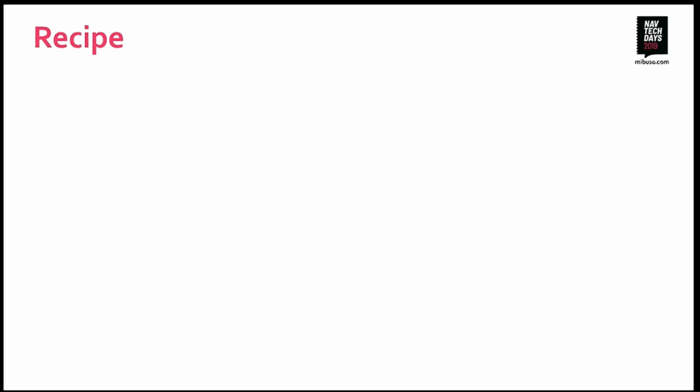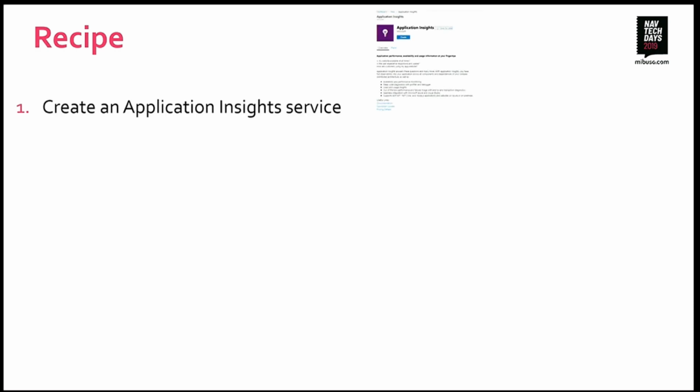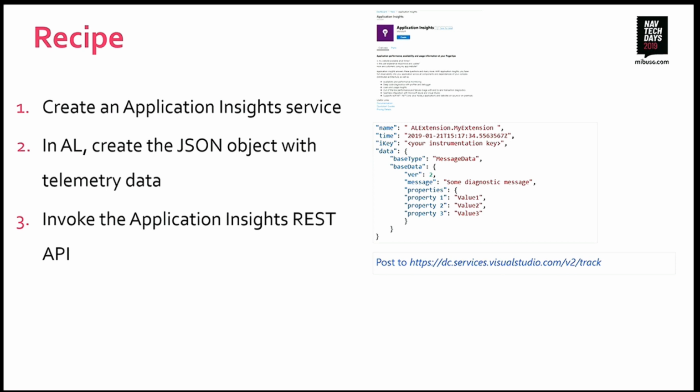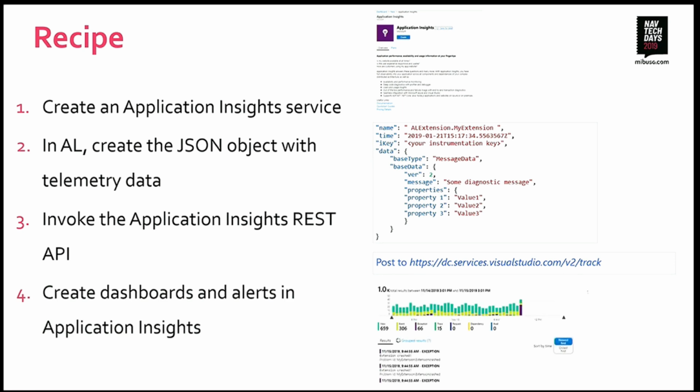So the recipe is very simple. Create an Application Insights service. In AL, create the JSON object with telemetry data. We have a JSON API in AL to do that. Invoke the Application Insights REST API, doing a post request. And then you can go from there and create dashboards and alerts in Application Insights and monitor your extension.